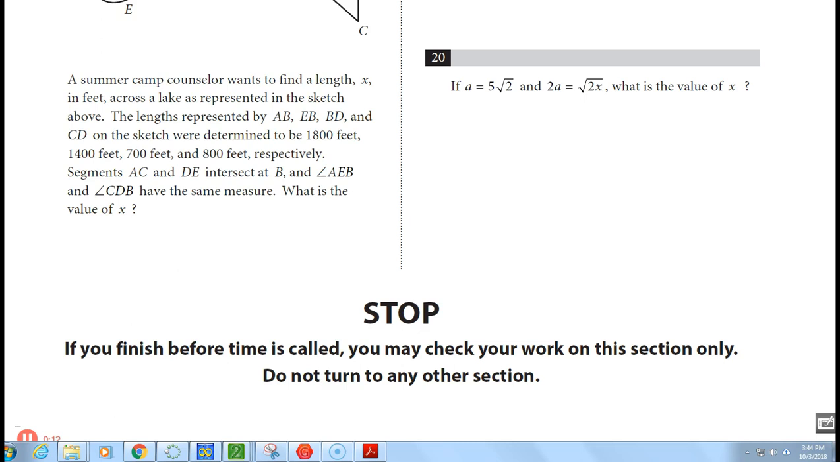If a equals 5 radical 2 and 2a equals radical 2x, what is the value of x? So we have to solve. One thing I see is that if they tell me what a equals, I can substitute that value in wherever I see an a. So I'm going to rewrite this equation, but replace a with 5 radical 2. So 2 times 5 radical 2, same thing as 2a, equals radical 2x, or the square root of 2x. I usually just say radical.